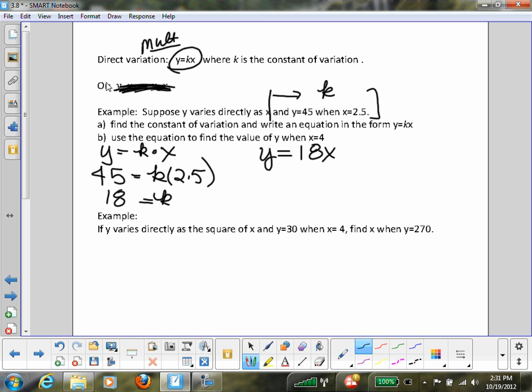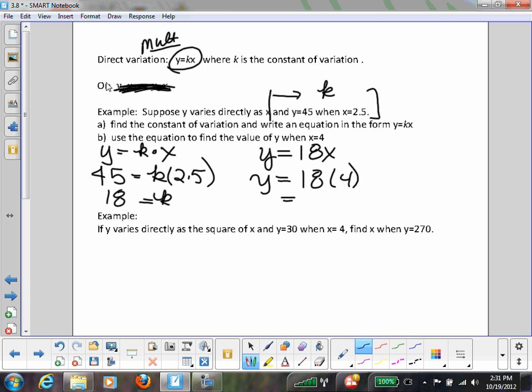Okay. So use the equation. There's my equation. To find the value of y when x is 4. So it's a plug and chug at some point. So what does y equal? 72.